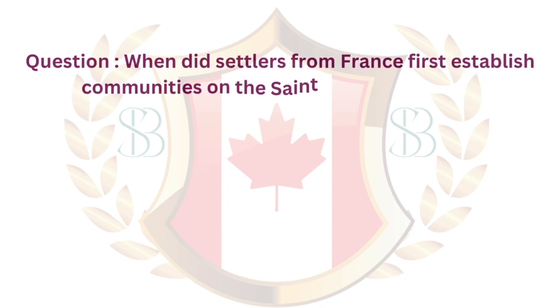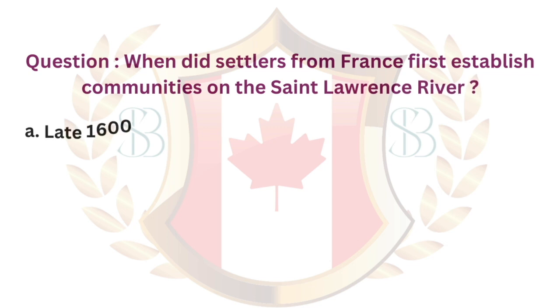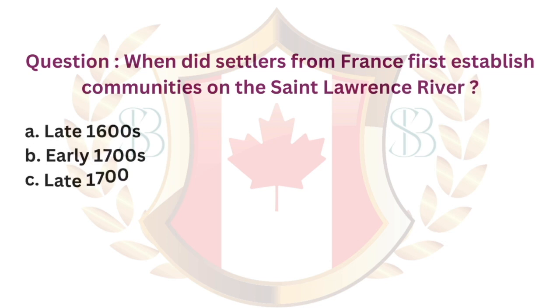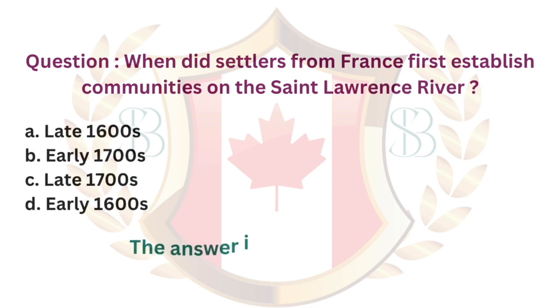Question: when did settlers from France first establish communities on the St. Lawrence River? A. Late 1600s. B. Early 1700s. C. Late 1700s. D. Early 1600s. The answer is D. Early 1600s.